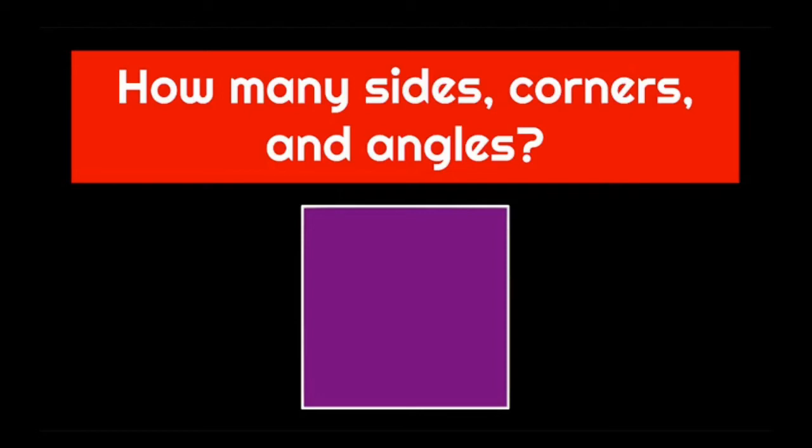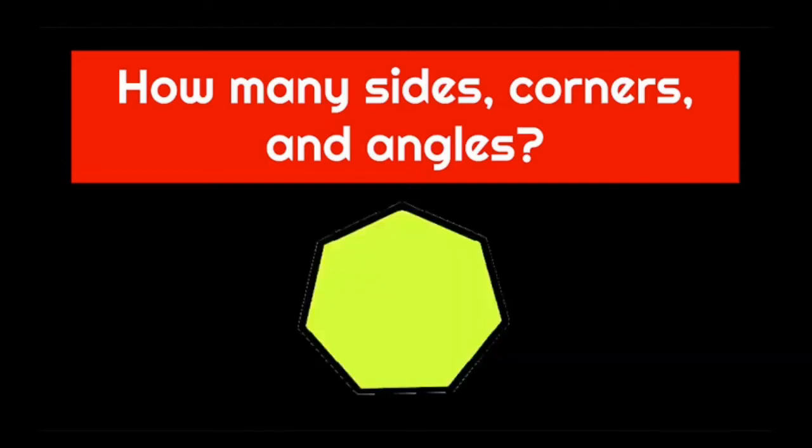How many sides, corners, and angles? You might be able to do this one without even counting. I'll let you choose to do this one on your own. Okay, do you have an answer? Okay, let's check it. Did you say 4? If you said 4, you are correct. There are 4 sides, 4 corners, and 4 angles on this polygon. All right, let's go to the next one.